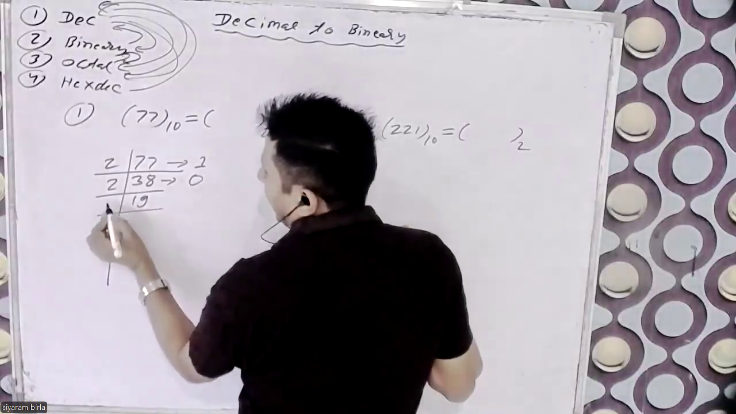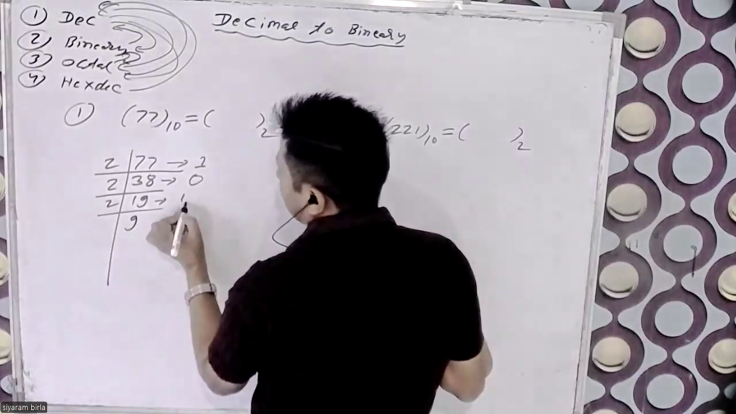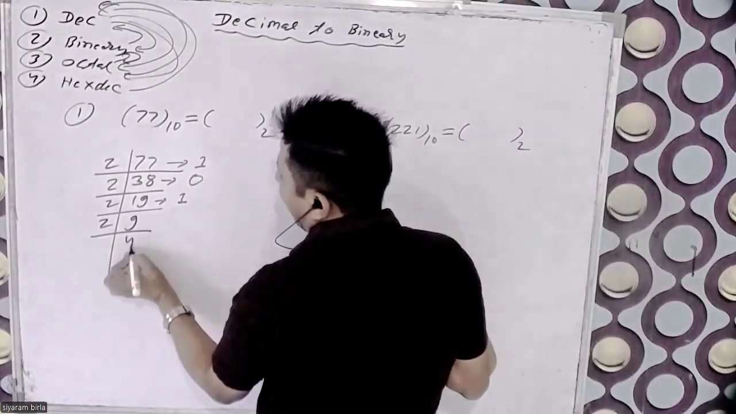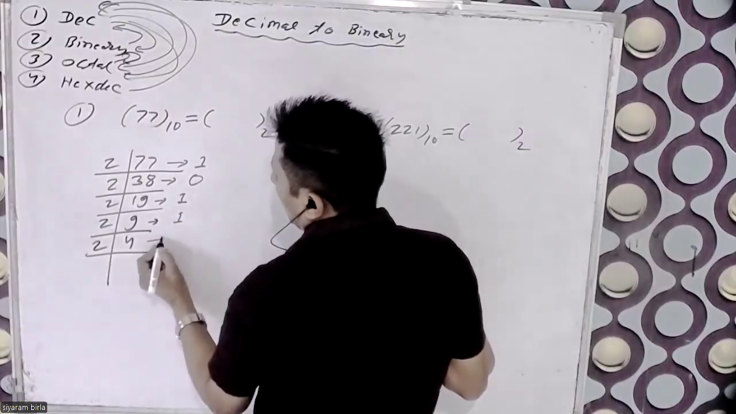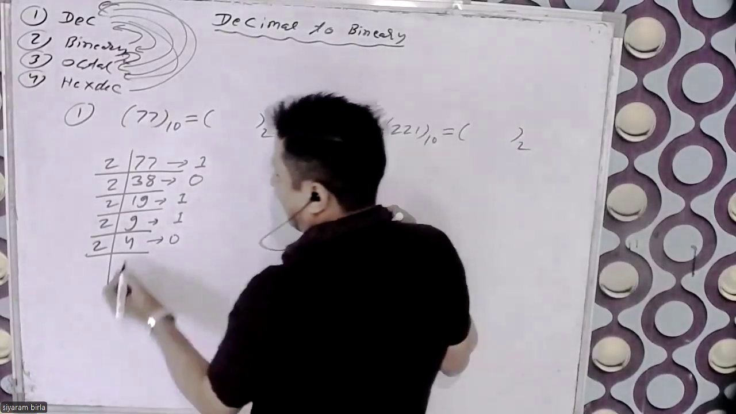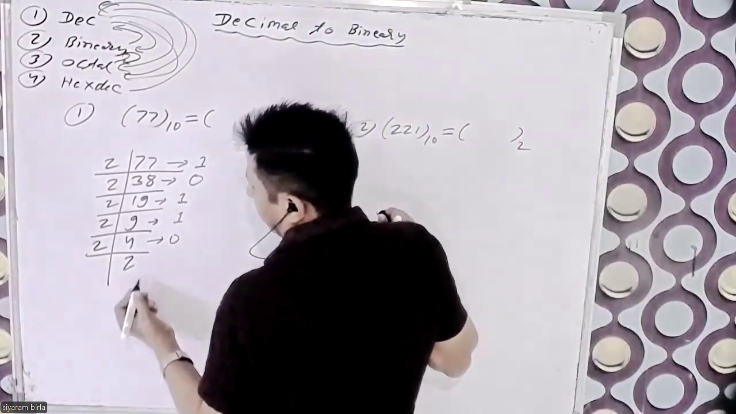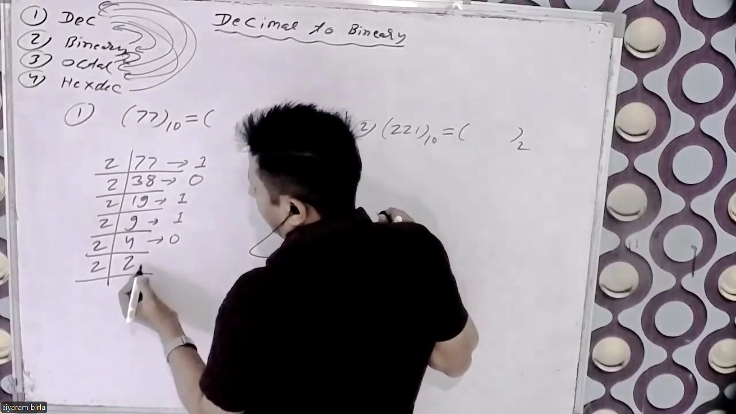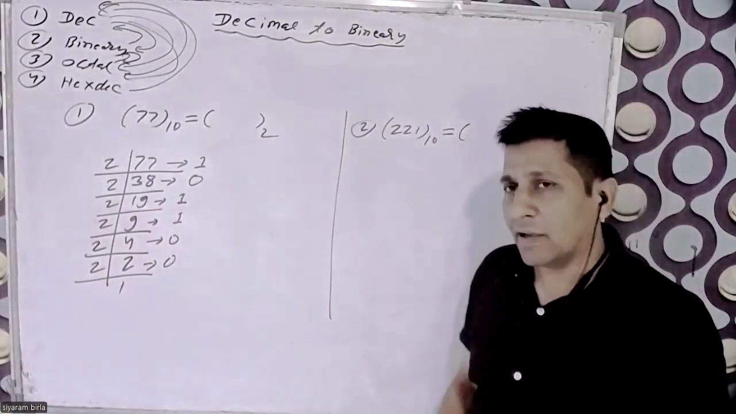If I divide by 2, 2 nines are 18, the remaining part is 1, so I mention it here. If I divide by 2, 2 fours are 8, the remaining part is mentioned here. If I divide by 2, 2 twos are 4, the remaining part is 0, so I write 0. Then I divide by 2 again, it is fully divided, 2 ones are 2, and the remaining part is 0. Now I can stop.